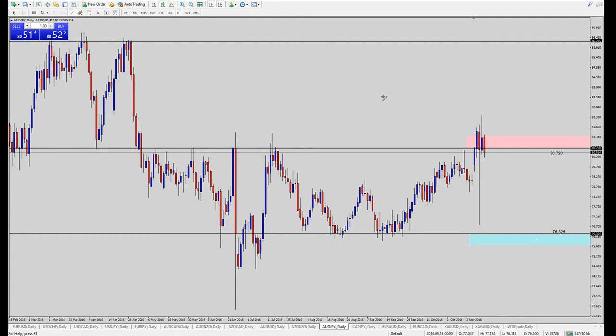At the 80.72 zone, what we're just looking for is bearish confirmations. And if we go straight to the bearish confirmations, we're looking for it to spike down to these highs, looking left, or even move down all the way to the 76.325 zone.